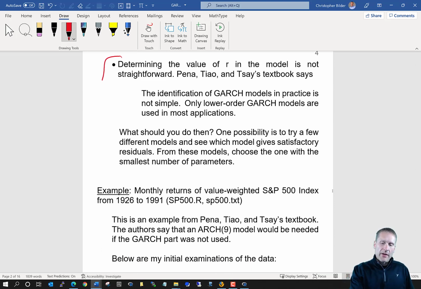Now, determining the value of R is not necessarily straightforward. What I've seen recommended, and I've tried a little bit in practice myself, is to try a number of different models, look at the residuals, and see how they look. If they look okay, good, you have a model that works. Otherwise, modify the model.